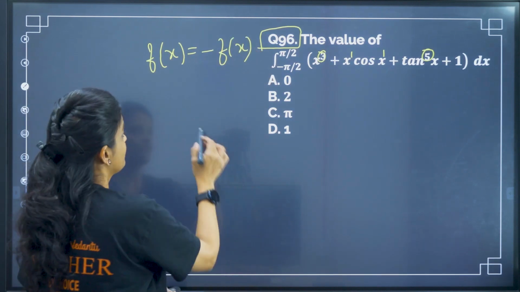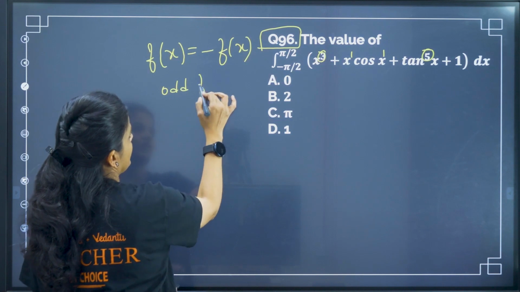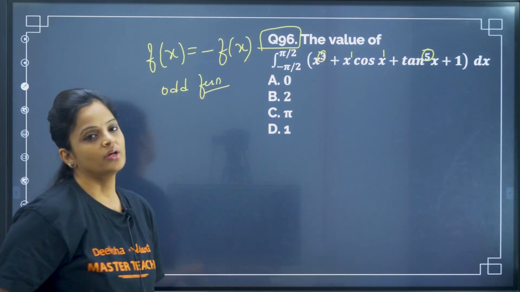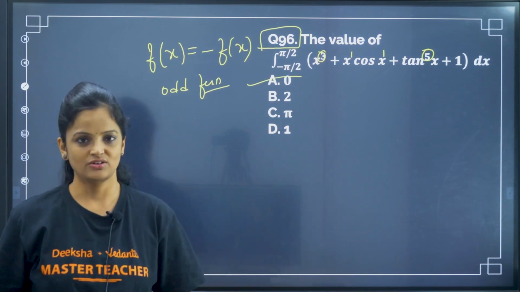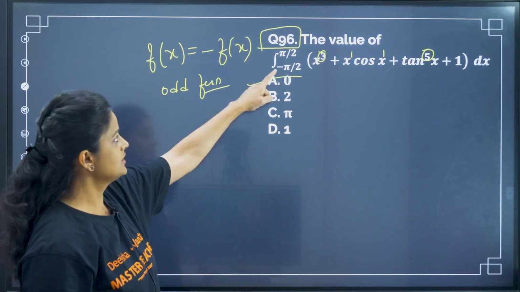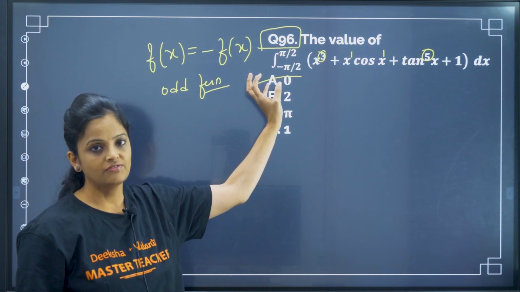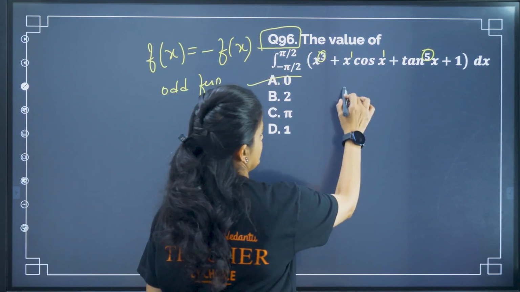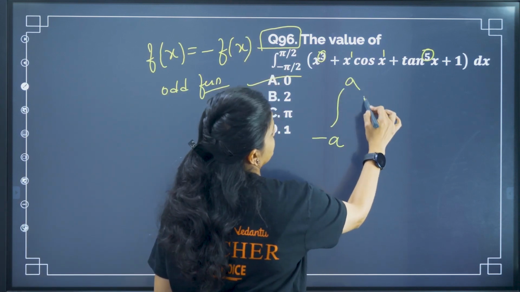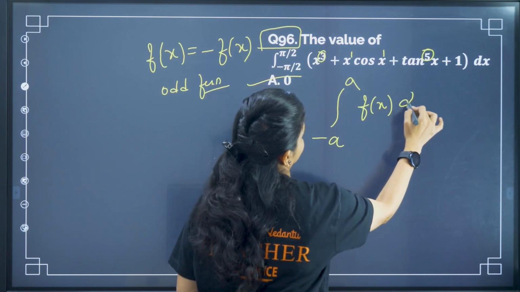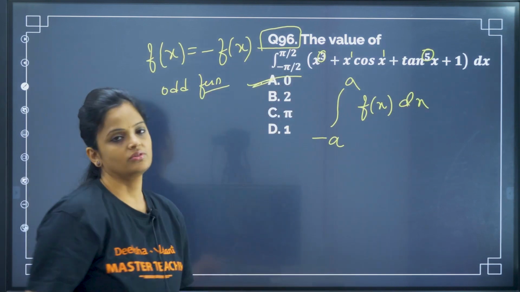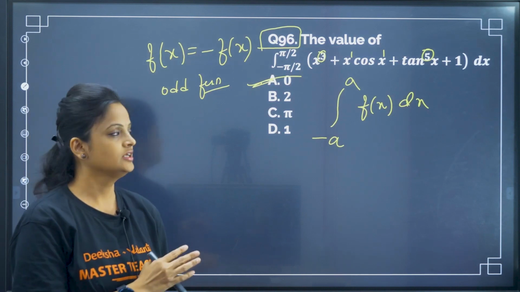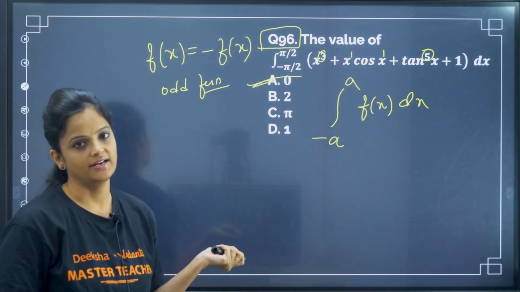Then it becomes an odd function. Whenever I have an odd function, should I do this? No, I'll directly go with 0. Whenever I have an odd function and the limits are minus a to a, generally like this, if that is odd, the answer will be 0. That we have learnt in properties only. Remember that and do it directly.